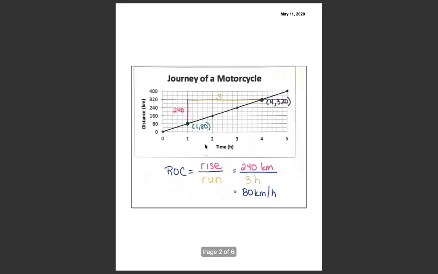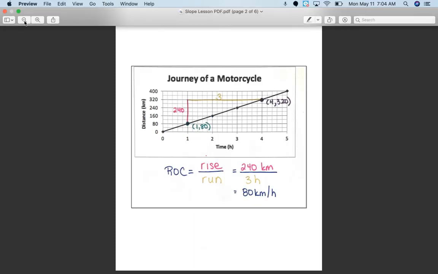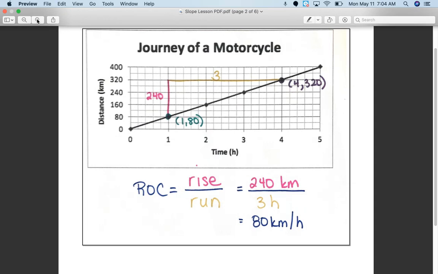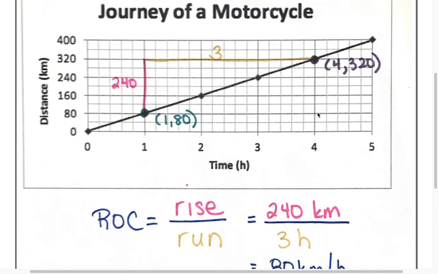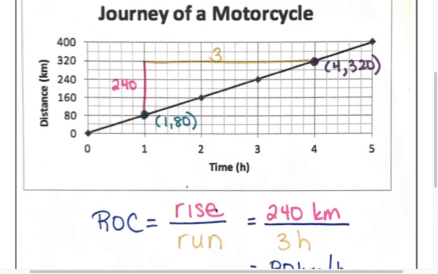So if I wanted to do this before, and I had a graph that looked like this, what I would probably do is I would pick a couple points on that graph, and it wouldn't matter what points I picked, because no matter what points I pick, I'm still going to have that same constant rate of change throughout the example. So when I was doing this, I picked the point 1 and 80, and I picked the point 4 and 320. So after 1 hour, 80 kilometers were traveled. After 4 hours, 320 kilometers were traveled.